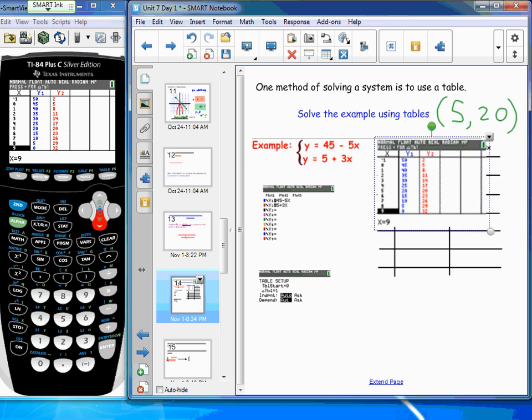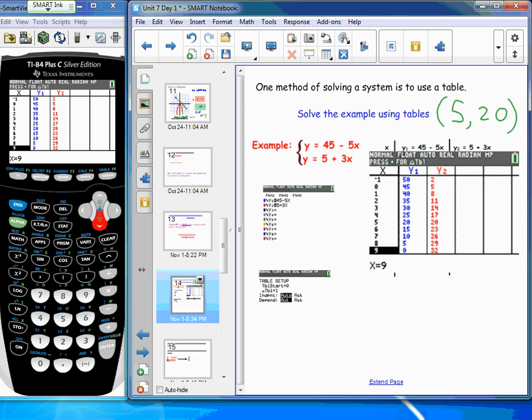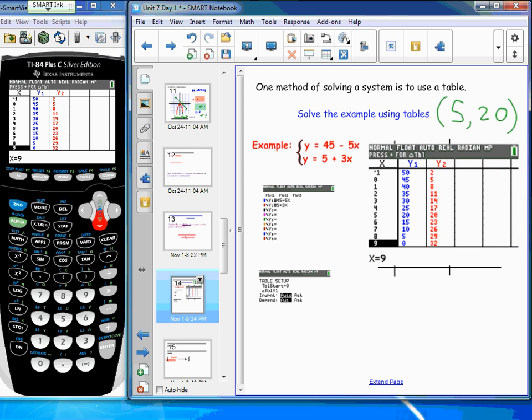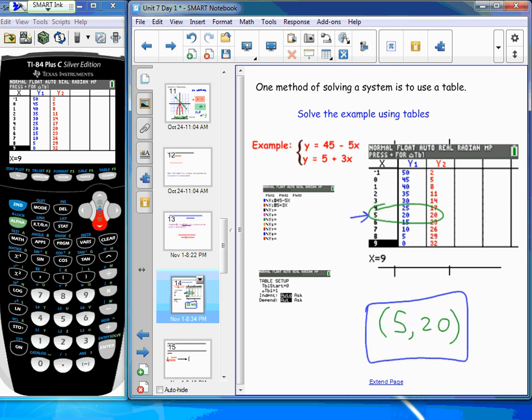So we're looking for a given x value that produces the same y value in each equation. We know that x equals 5 was paired with the same output y value of 20 in each equation. So the solution is 5 comma 20. All right. We want to make sure that we're always verifying using multiple methods, though.